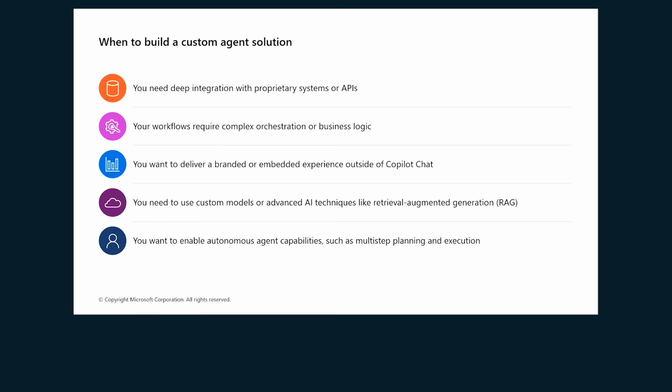Custom models tailored to your specific needs can significantly improve performance. And by using advanced AI techniques, your application can handle more sophisticated tasks. Finally, incorporating autonomous agent capabilities will take your solution to the next level, delivering a higher level of automation, intelligence, and adaptability.